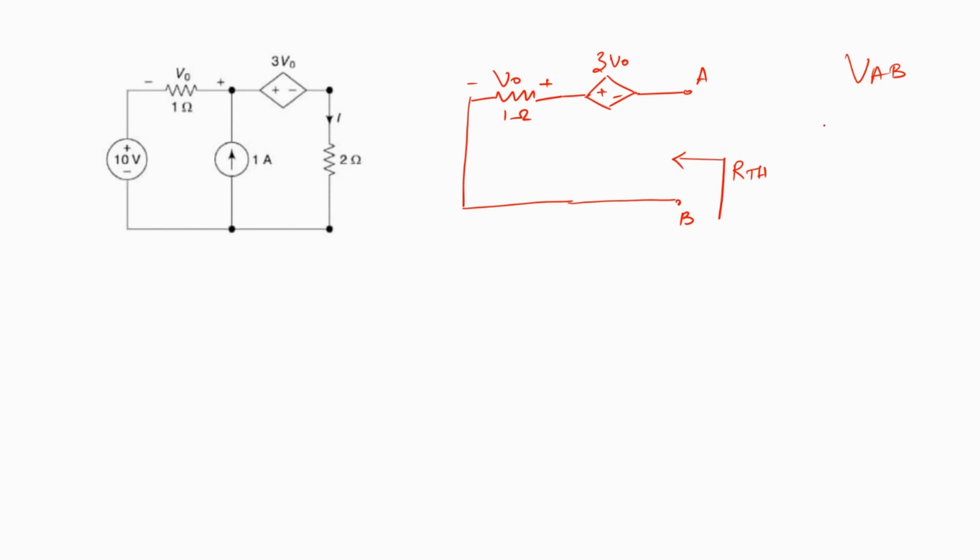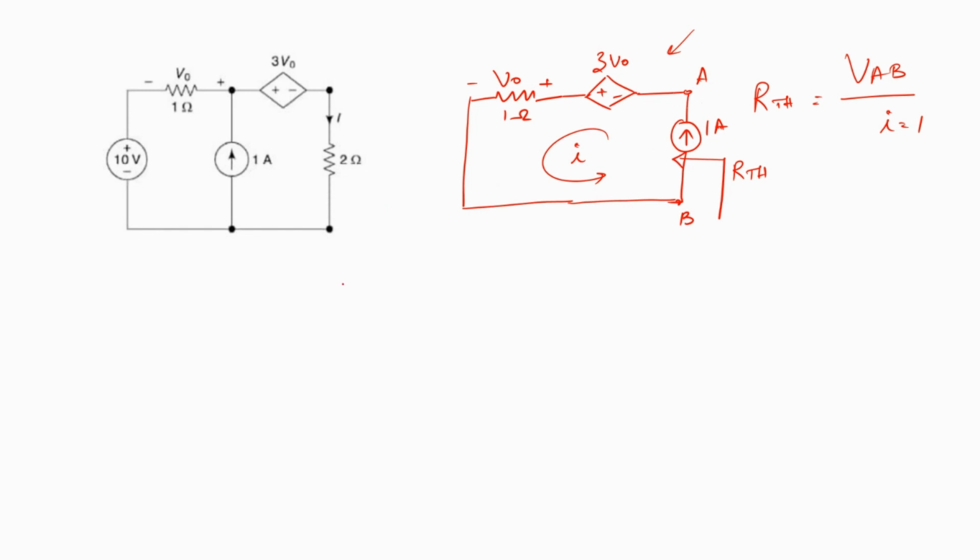So if you are able to compute VAB for this particular scenario, and we are able to divide it by the current, say I, flowing through it, that should be equal to RTH, isn't it? So if I am going to assume that I'm connecting a test source of, say, 1 amp in this direction, then I in this case is going to be 1 amp. So this is 1.